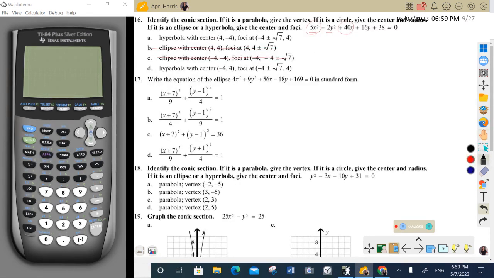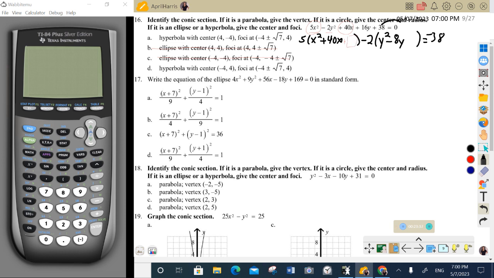I'm going to factor out a 5. That leaves me with x squared plus 40x, leaving a space. I'm going to group my y's and factor out a negative 2. Leave a space. Equals, move 38 to the right, it becomes negative 38. Now this is going to be really hard for me to write. So half of b, which is going to be 20.